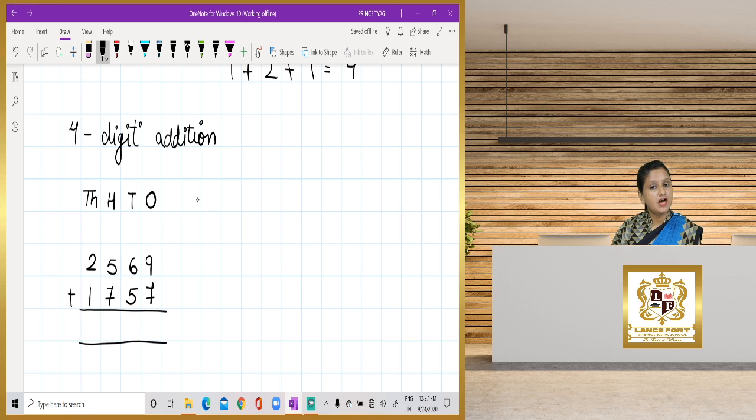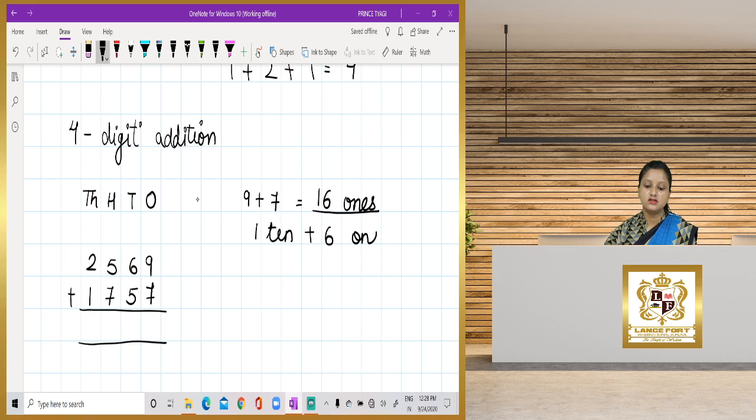Okay, we always start from the ones. So now add 9 plus 7. 9 plus 7 is 16. So 16 ones. The sum is more than 9. Now we have to regroup this into tens and ones. So regroup 16 ones. We'll get 1 ten plus 6 ones. Now write 6 in the ones place and carry over 1 to the tens place.